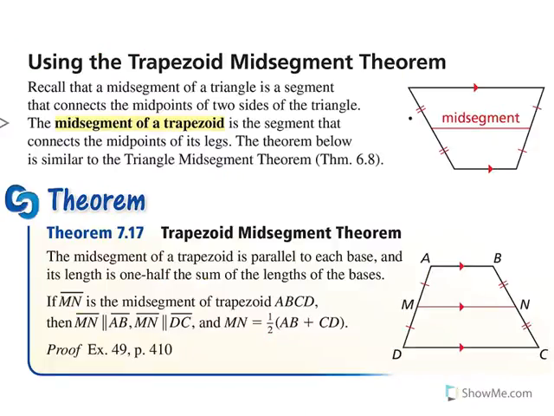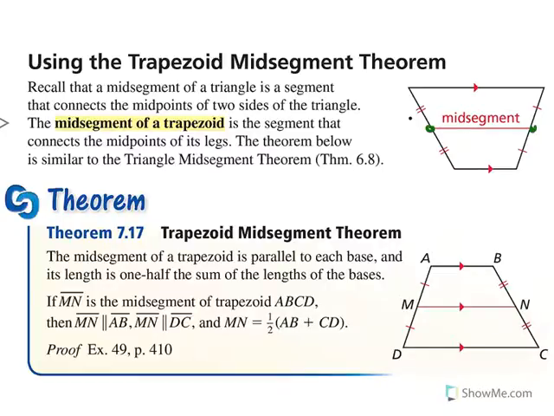Just like we were just looking at before of mid-segments with triangles, we can also do mid-segments with trapezoids. And so a mid-segment works the same way. Think about a mid-segment in a triangle connected to the midpoints of two sides or two legs of our triangle. So the mid-segment of a trapezoid is going to connect the two midpoints between the two legs of our trapezoid, the sides that are not parallel with each other.